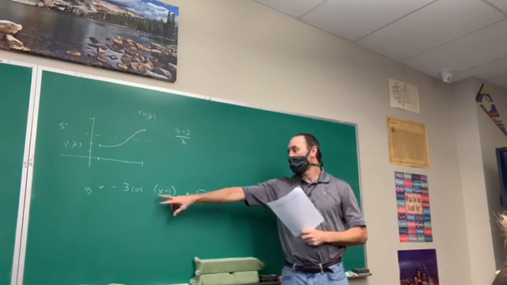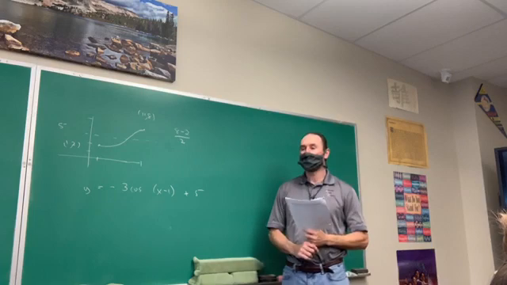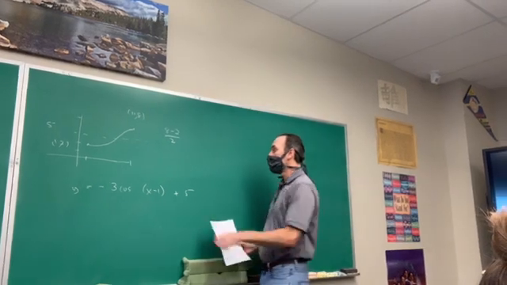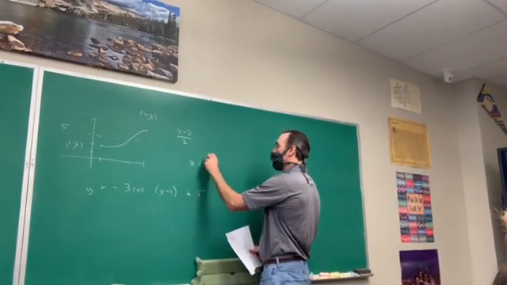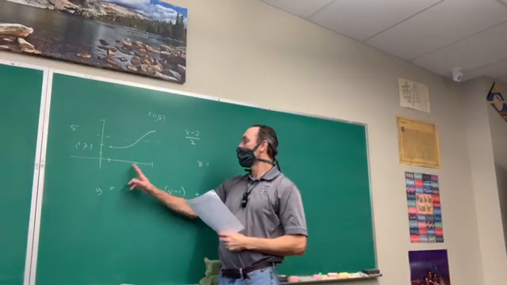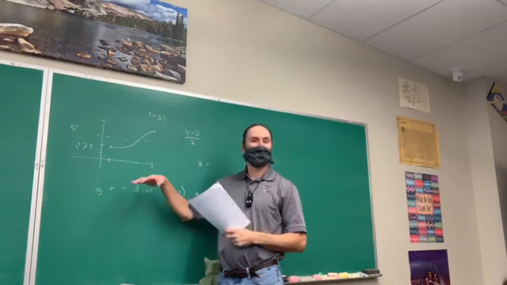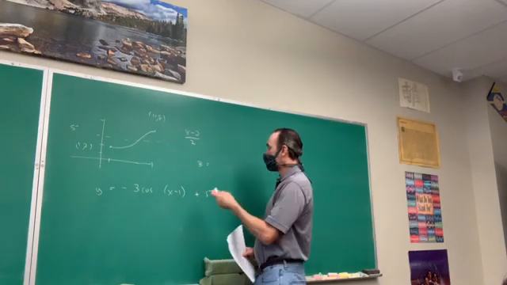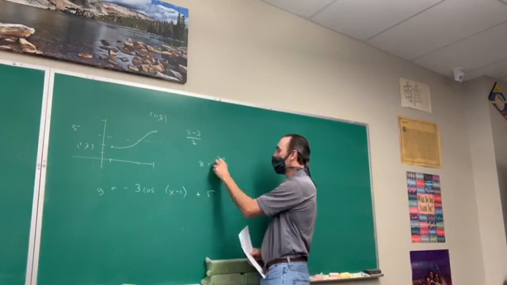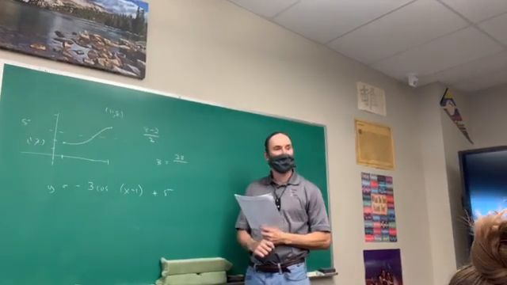So now we've got everything except for the hardest one. The hardest one is to figure out that B in general. So in general, our B is going to be the natural period. And is this in radians or degrees? Radians, because we don't see any degree bubble. So the natural period is going to be 2 pi. And we're going to have to divide that by the actual period.